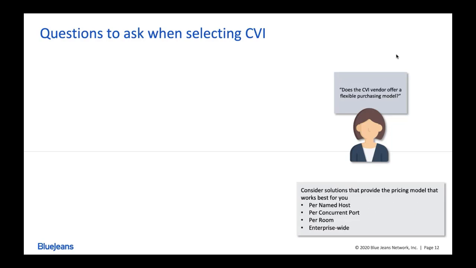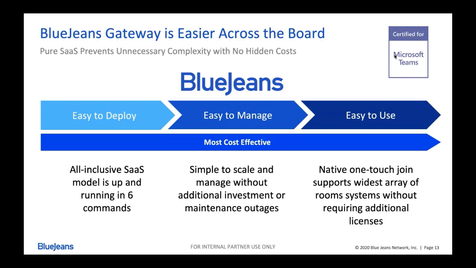But you also have to have a flexible commercial model with your supplier. Whether you want to do that just for a few named hosts, whether you want some type of concurrency licensing model, you want to license the rooms, or you just want to license everyone in the organization, it is pretty important that you have that flexible commercial approach, and we'd be delighted to talk to you about that as well. So this is the BlueJeans gateway, which I've been talking about.